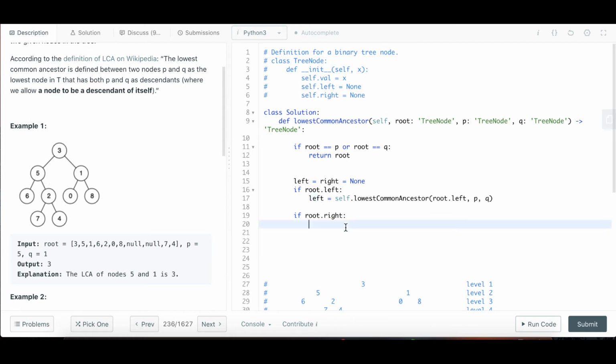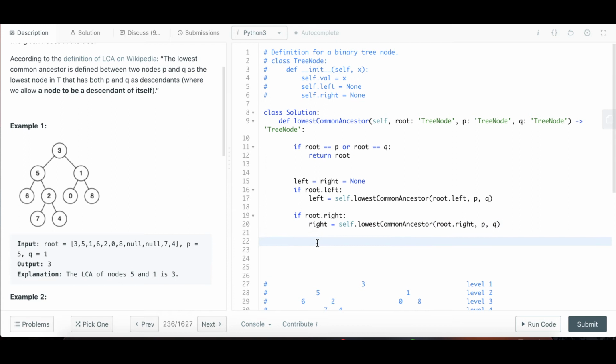And since you already found P, now you go to the right subtree and you try to update the right variable here. Again, doing the exact same thing on the right subtree. Oh wait, here Q is on the right subtree, so your right gets updated. It's not none anymore, and it holds onto this node. Now your left points at 5, your right points at 1.